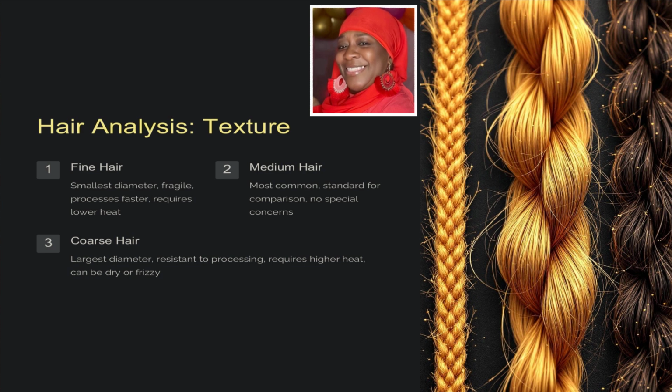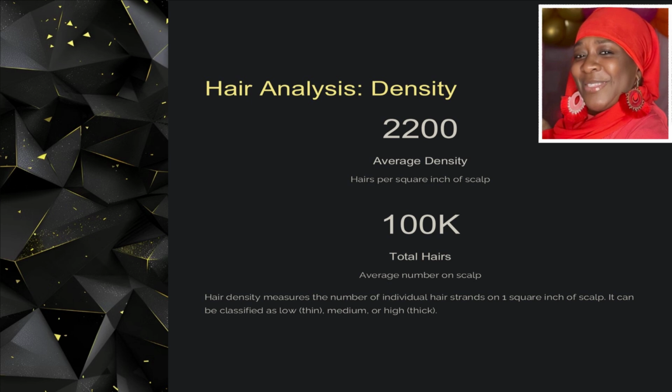If you can barely see the hair, or if you run the hair between your thumb and index finger and can barely feel it, the hair is fine. If the hair strand looks larger or is textured and you can easily feel it, the hair is coarse. Medium hair texture falls between fine and coarse. Hair density measures the number of individual hair strands on 1 square inch, 2.5 square centimeters, of the scalp. Hair density can be classified as low, medium, or high, also known as thin, medium, or thick.